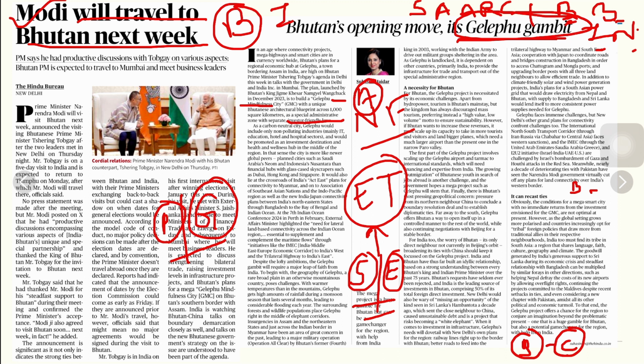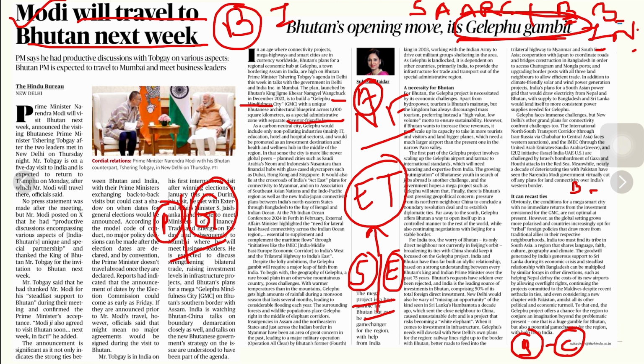In that sense, the city is more like newer global peers, planned cities like Saudi Arabia's Neom. You must know that Saudi Arabia's Neom and Indonesia's Nusantara are also being developed as financial hubs, with lots of skyscraper buildings, like in Dubai, Hong Kong, Singapore, etc. It also lies at the crossroads of India's Act East policy, or plan for connectivity to Myanmar and also on the Asian and Indo-Pacific region, as well as new India-Japan connectivity plans between India's northeastern states through Bangladesh to the Bay of Bengal and Indian Ocean.